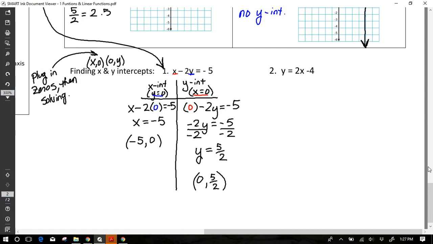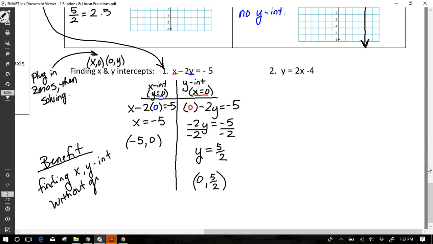So we will still get the same values, but we can find the intercepts without graphing, and that's really the benefit of this. All right, so the big benefit is finding x and y intercepts without graphing. And if they happen to be fractions, we can have absolute certainty that we have the exact correct intercept value.